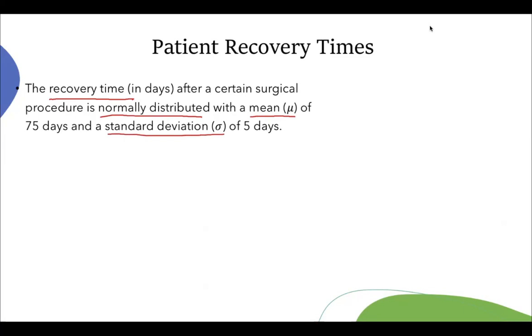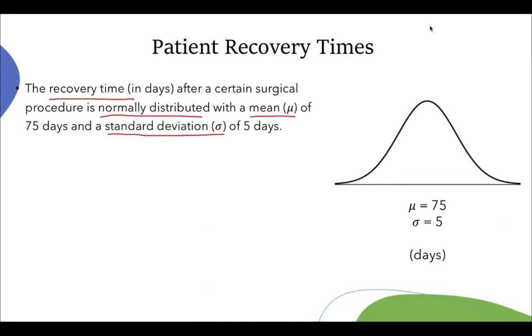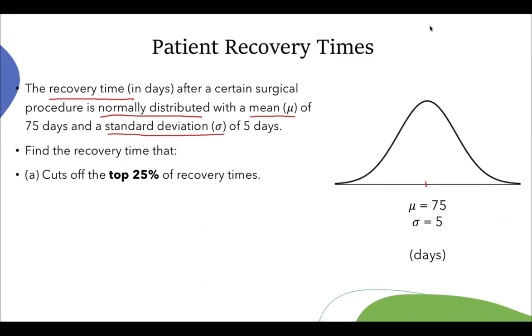So this puts the center at 75 and 5. This is not a z-score question. We're dealing with the actual data values here. So we're going to put the actual mean and standard deviation in the center. And let's look at the question. Find the recovery time that cuts off the top 25% of recovery times.